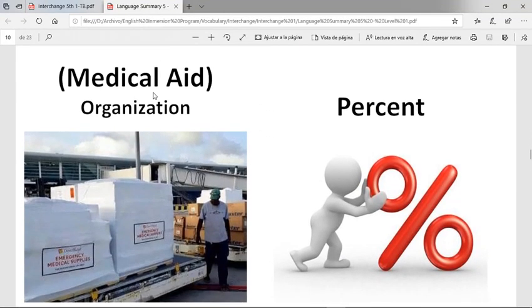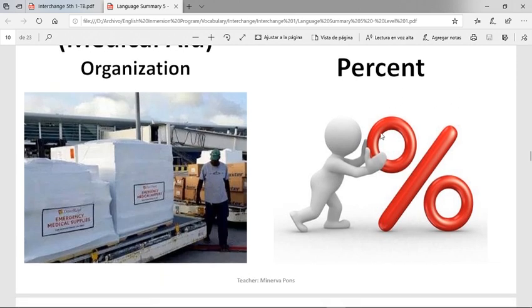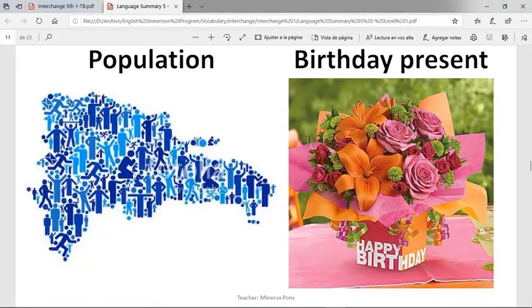Okay, medical aid, that is an organization. An organization is basically a union of different people that work with the same goal. In this case, we can have a medical aid organization that is working towards getting proper medical care for everybody. A percent, this symbol is known as percent. Population, that is the amount of people inside of a country. Here in the Dominican Republic, we are 11 million people. That is the population of the Dominican Republic, 11 million. A birthday present is a gift or a present on your birthday.